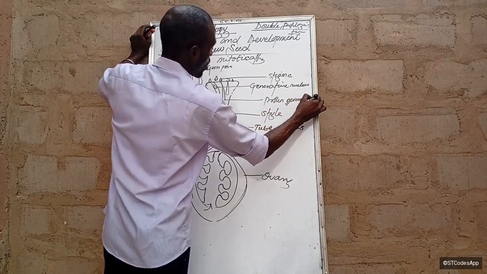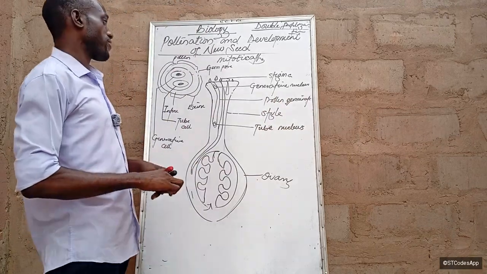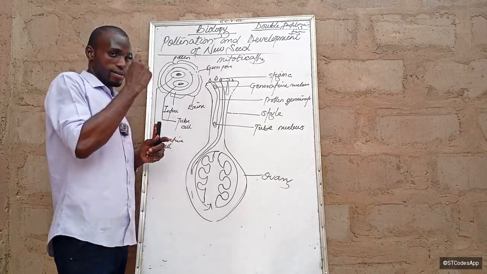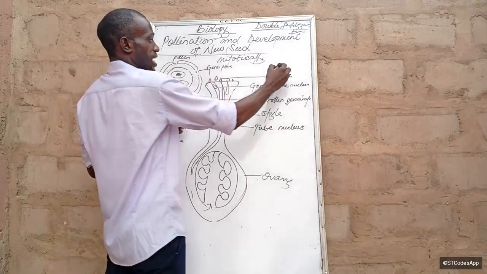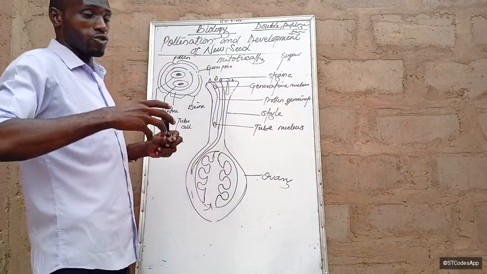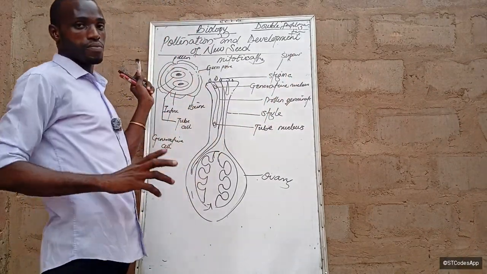So let me reiterate what happens. Once there is a transfer, the exine disintegrates. The pollen grain takes up sugar from this stigma. There's sugar on this stigma. And once it takes up the sugar and water, it swells up and begins to germinate. Do you understand?